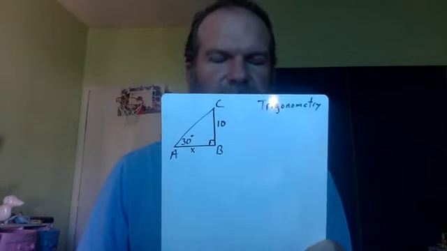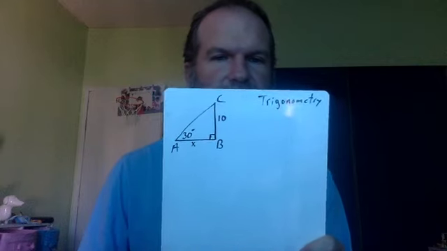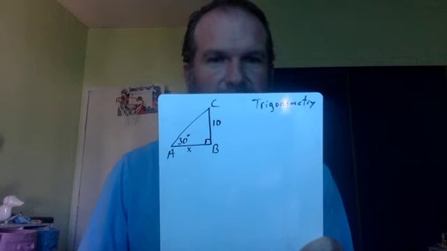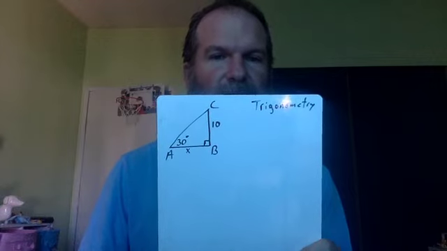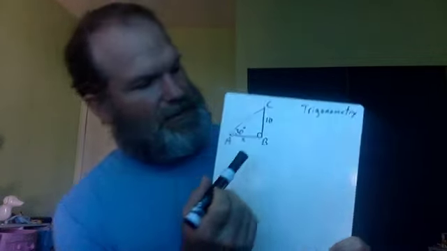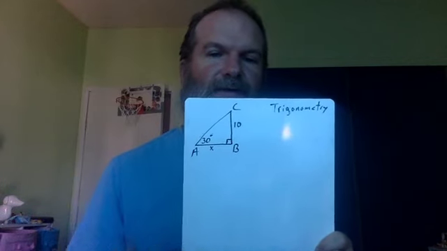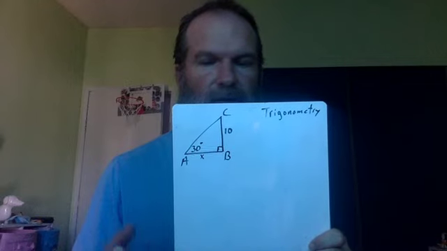SOHCAHTOA, how would we solve for x on this? Would we use sine, cosine, or tangent? Well, hopefully you remember SOHCAHTOA stands for sine is opposite over hypotenuse. We're not using the hypotenuse in this one. We're using the side that's opposite 30 and adjacent to 30. So opposite over adjacent is TOA, SOHCAHTOA, tangent.